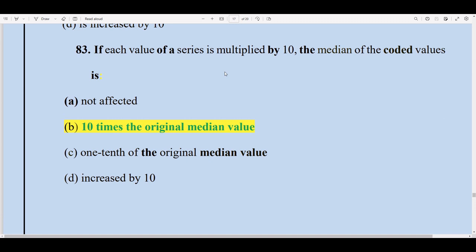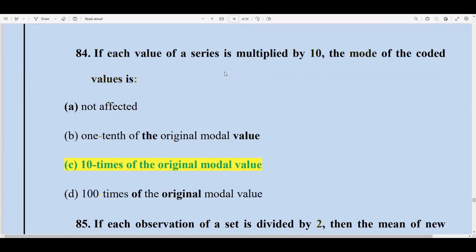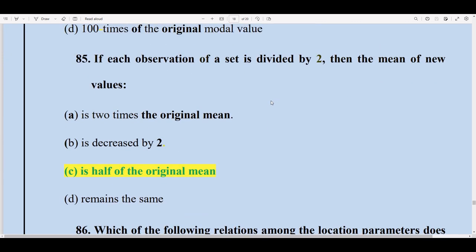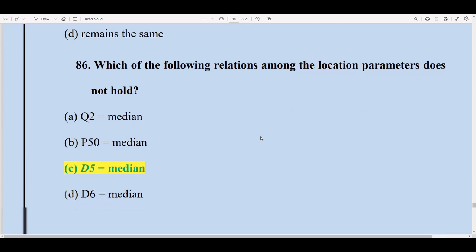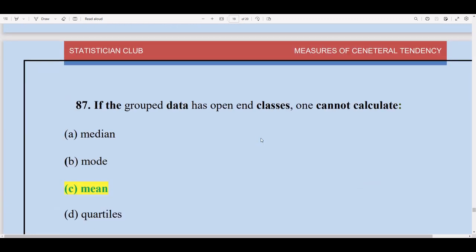If each value of a series is multiplied by 10, the median of the coded values is 10 times the original median. If each value of a series is multiplied by 10, the mode of the coded values is 10 times the original mode. If each observation of a set is divided by 2, then the mean of the new set is half of the original mean. Which of the following relations among the location parameters does not hold? D5 is equal to median.